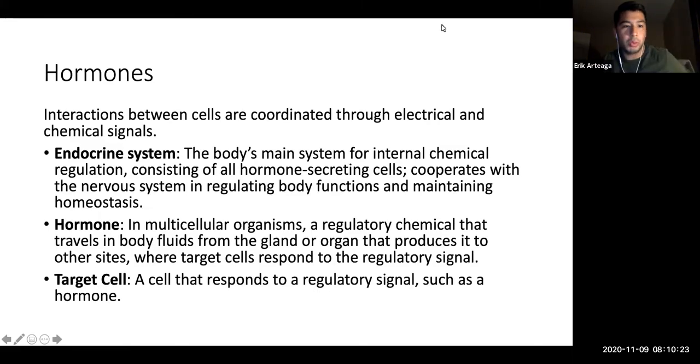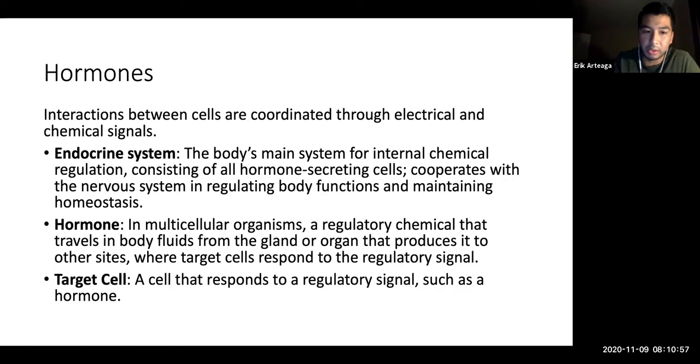All right, so hormones, interactions between cells that are coordinated through electrical and chemical signals. Hormones are going to be those interactions between cells that are chemical signals, right? And we talked a little bit about chemical signals last week in chapter 24 when we talked about the immune system, right? The innate immune system where chemokines or cytokines are exchanged between white blood cells and the diapedesis or the movement of those cells to outlying tissues, right? So leaving the bloodstream to the outside environment or to the tissues in the body.